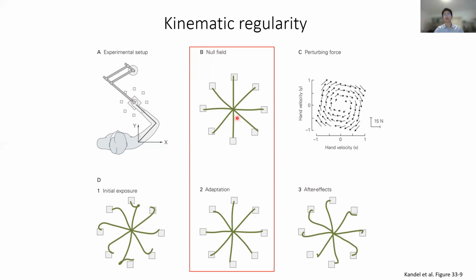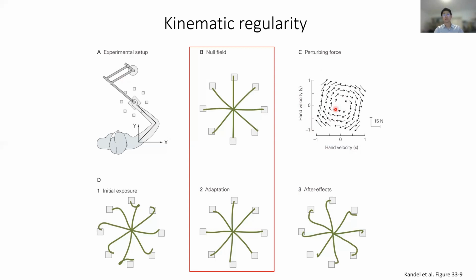The subject moves in a straight line to the 8 targets. That's not surprising. Then in the next condition, because they can program the two torques to apply different forces on the handle, this is called a velocity dependent force. I will explain what the force looks like. You see here we have hand velocity in the x direction and in the y direction. Velocity dependent force means that the faster you move, the stronger the perturbation or disturbance you will have.